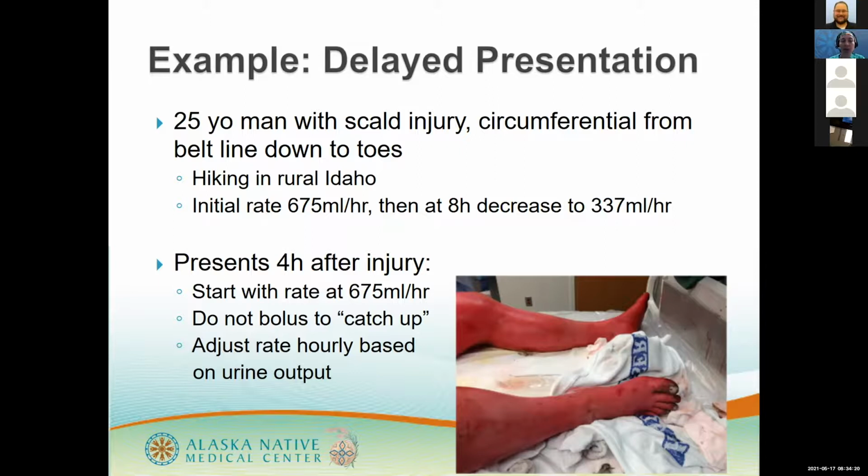You're not going to try to catch up with the 4 hours that you've missed resuscitation and bolus him that extra fluid. Because again, think about that colander or that tin can, if you pour it in, it's also going to pour out. So we're just going to start with his expected needs. We're going to anticipate that he may have some challenges in resuscitation, but we don't want to go overboard with fluids. And after that, we'll adjust the rate hourly based on urine output.